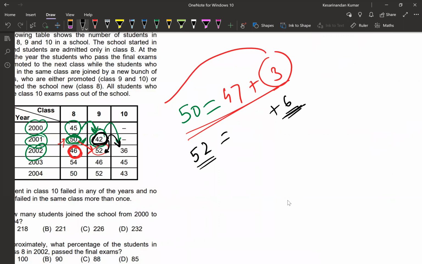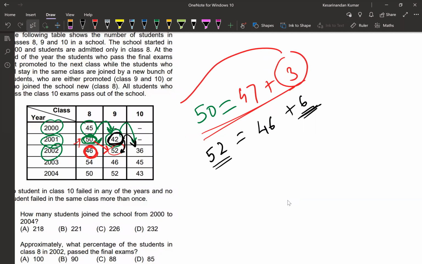and how many promoted then? 46. Perfect. If 46 got promoted, how many failed? 4. So these 4 will stay back here, right? Yes. And 42 new joinees. Exactly. Now did you get the logic how to solve this question? Yes, Casey. By solving from 9th to 8th. Exactly.